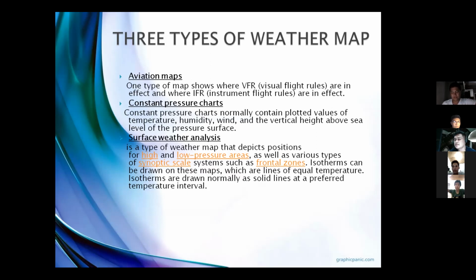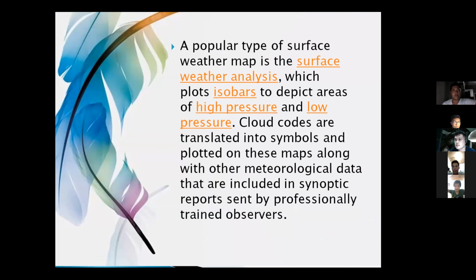Next slide, please. A popular type of surface weather map is the so-called surface weather analysis. This plots isobars. When you say isobars, those are lines that you can see in the weather map to depict areas of high pressure and low pressure. The surface weather analysis shows the areas of the high pressure and the low pressure.